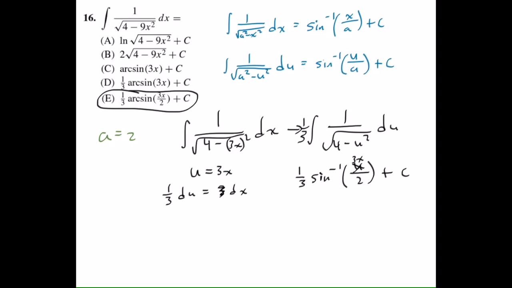Alright, let's look at the next problem, number 17. Use a midpoint Riemann sum to approximate this using 4 subintervals. I'm going to draw an x-axis here to help us out visually. From 1 to 9, we need 4 subintervals. If I divide from 1 to 9 into 4 intervals, that distance is 8. From 1 to 9 is 8.